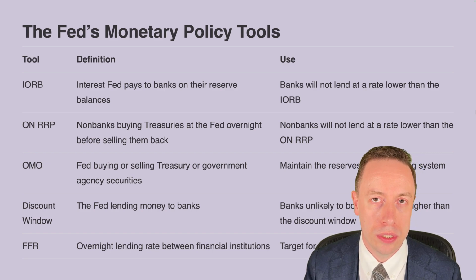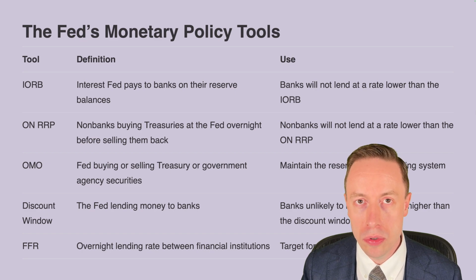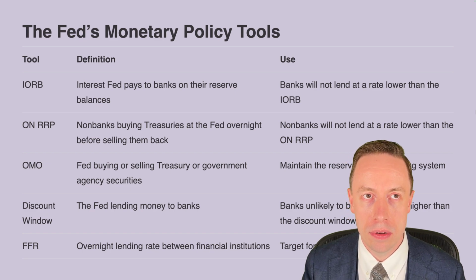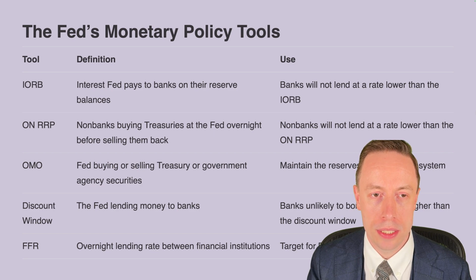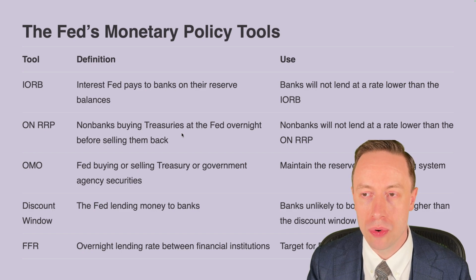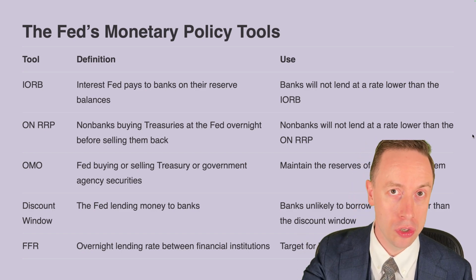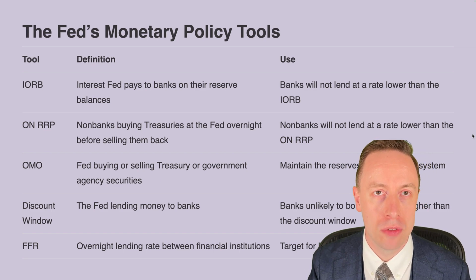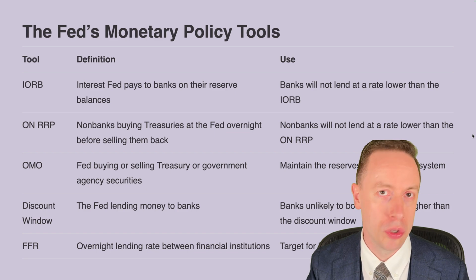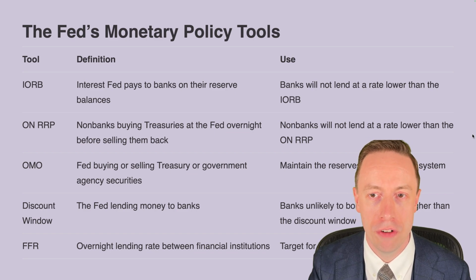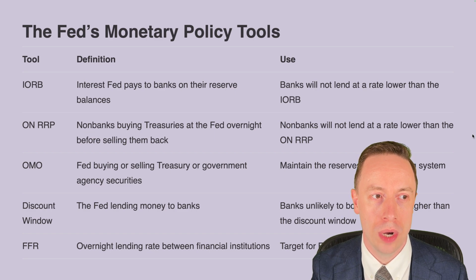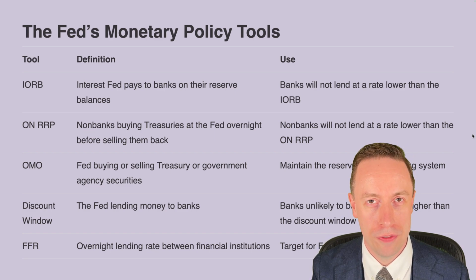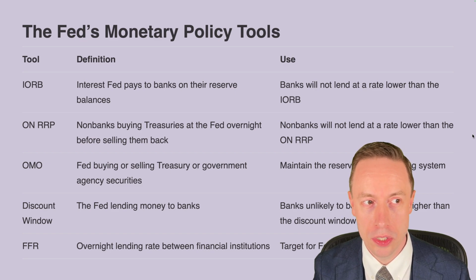Rather than receiving it in a reserve account, you can instead every day go to the trading desk of the Fed. You can buy treasuries from that trading desk, which means you're giving the Fed your money with an agreement that tomorrow the Fed will buy the treasury back from you, giving you your money back plus a little bit of interest. This is referred to as overnight reverse repurchase agreements, or ON RRP.